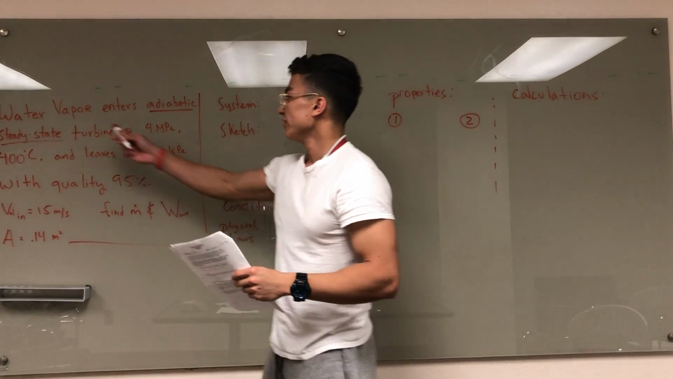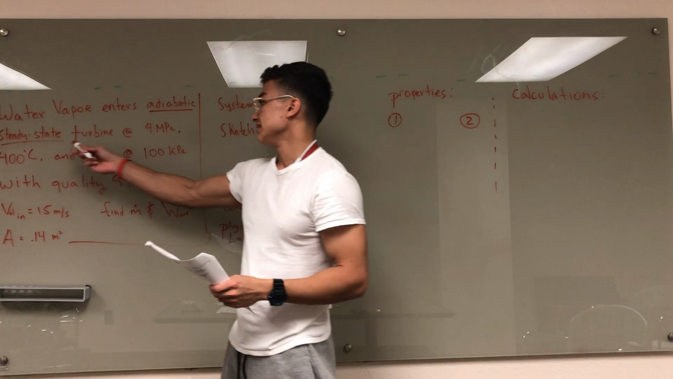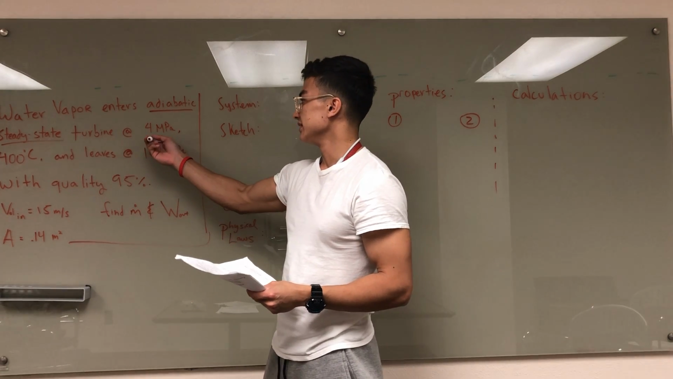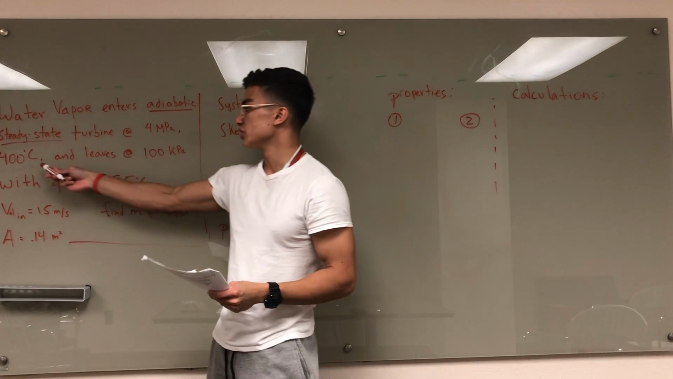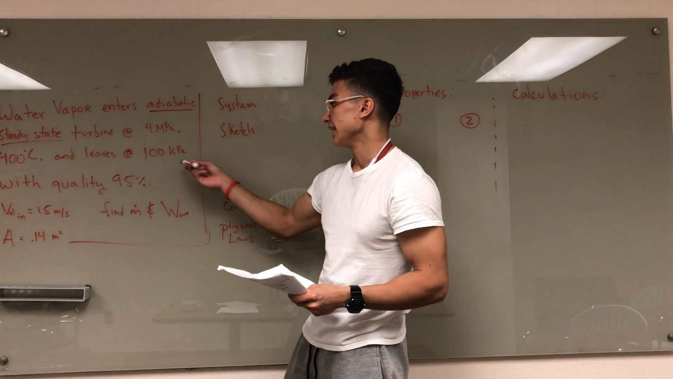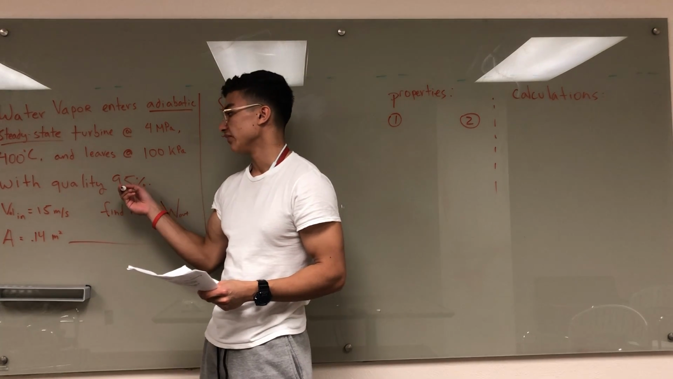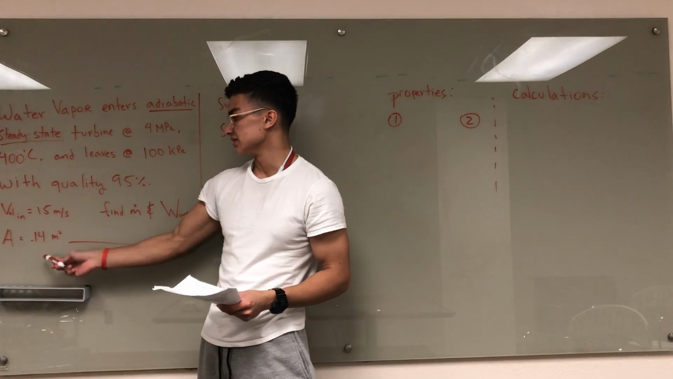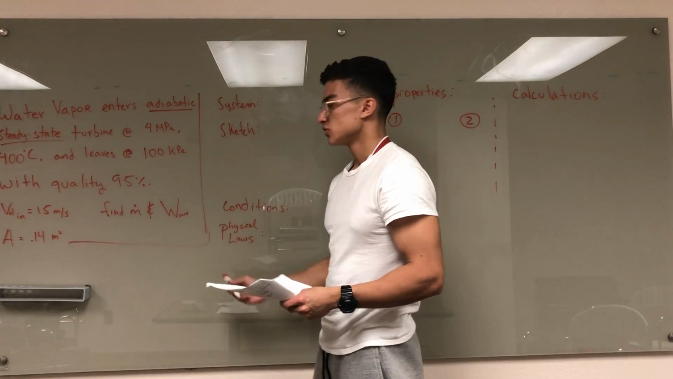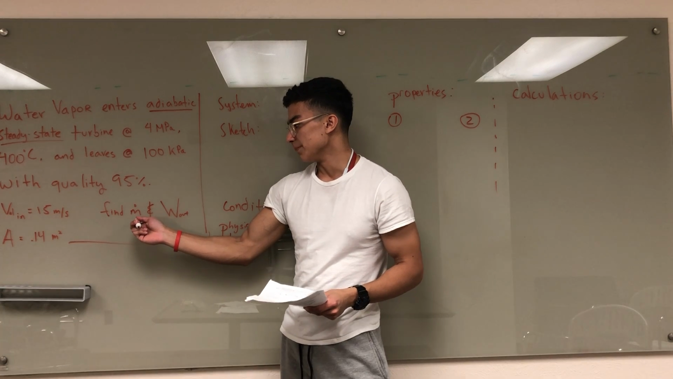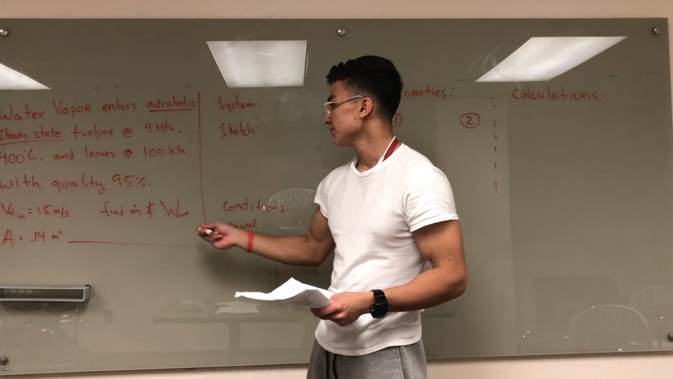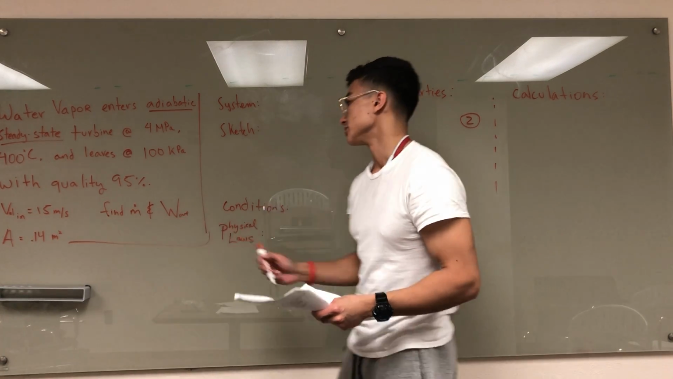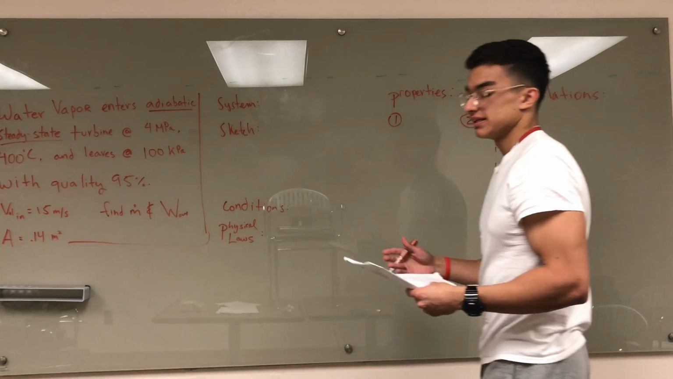Okay, so we have water vapor entering an adiabatic and steady state turbine, and it goes in at 4 MPa and 400 degrees Celsius, then leaves at 100 kPa with a quality of 95%. The velocity in the inlet is 15 meters per second, and the area is 0.14 meters squared. So the problem wants us to find the mass flow rate throughout the turbine, and then the work produced by the turbine. So first we have to identify our system.